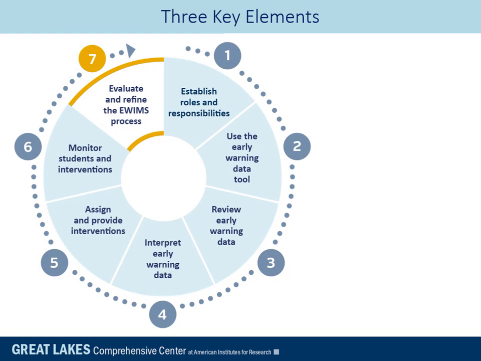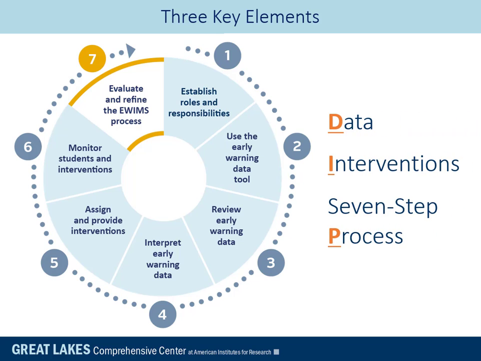As you know, the EWIMS process allows educators to use readily available data to support students. The process includes 3 key elements: early warning data and a tool, the 7-step process itself, and interventions. All 3 elements comprise the early warning system and serve necessary functions which we will briefly discuss.